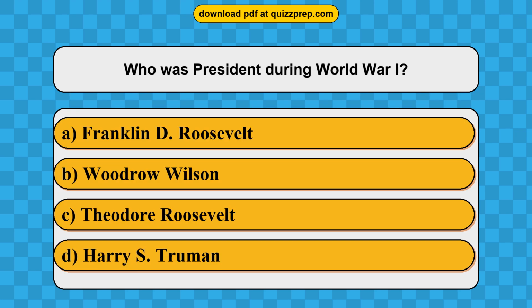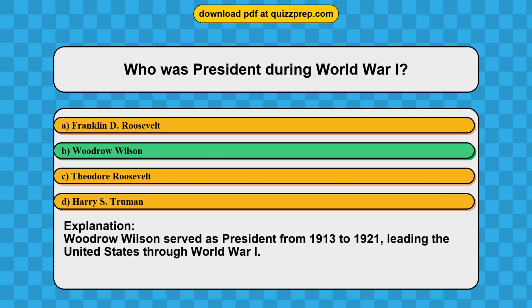Question 40. Who was president during World War I? Option A, Franklin D. Roosevelt. Option B, Woodrow Wilson. Option C, Theodore Roosevelt. Option D, Harry S. Truman. The correct answer is option B, Woodrow Wilson. Woodrow Wilson served as president from 1913 to 1921, leading the United States through World War I.